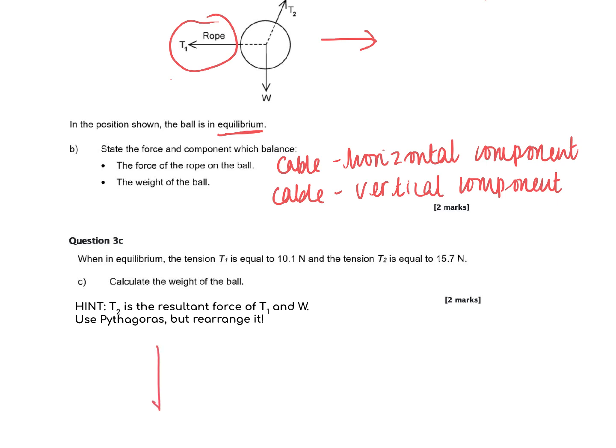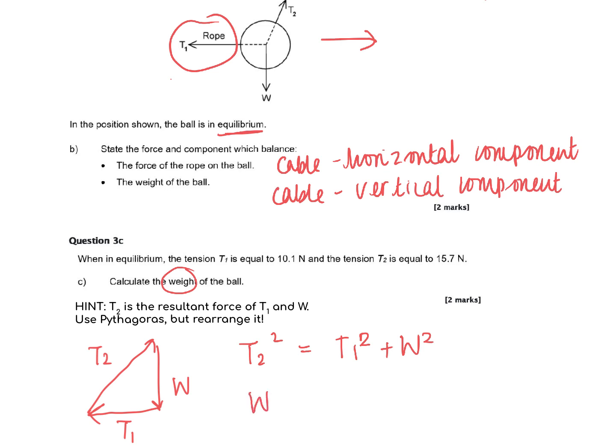So we've got our weight going down, T1 going across, and T2 is our resultant up there. So usually we'd use Pythagoras to work out T2. T2 squared is equal to T1 squared plus W squared. But instead it is asking us to calculate the weight, so we need to rearrange. So if I want the weight by itself, I'm going to have to take away T1 squared from both sides.